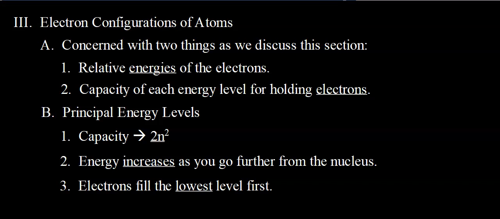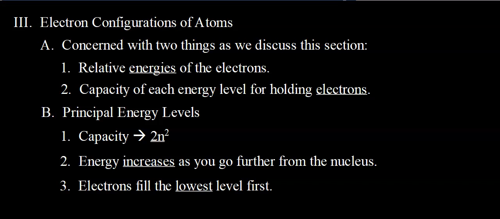So electron configurations are concerned with two things: the relative energies of each of the electrons in an atom, and the capacity of each energy level for holding electrons. So again, each energy level can hold so many electrons. As we'll see in a little bit, each of these things called sublevels can hold only a certain maximum number of electrons.